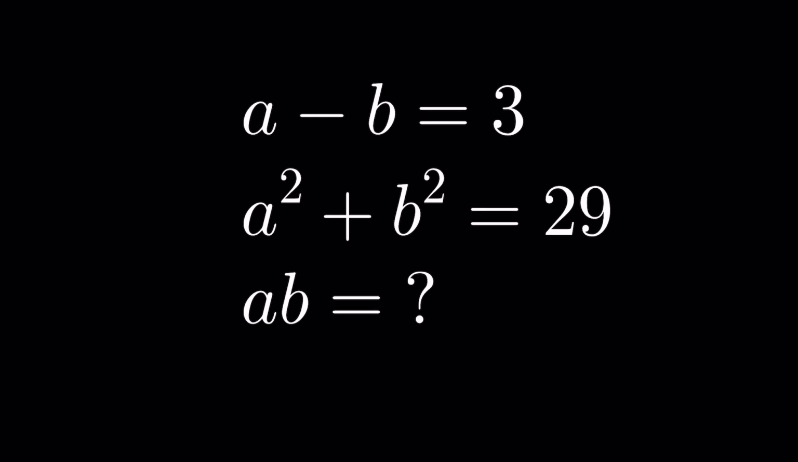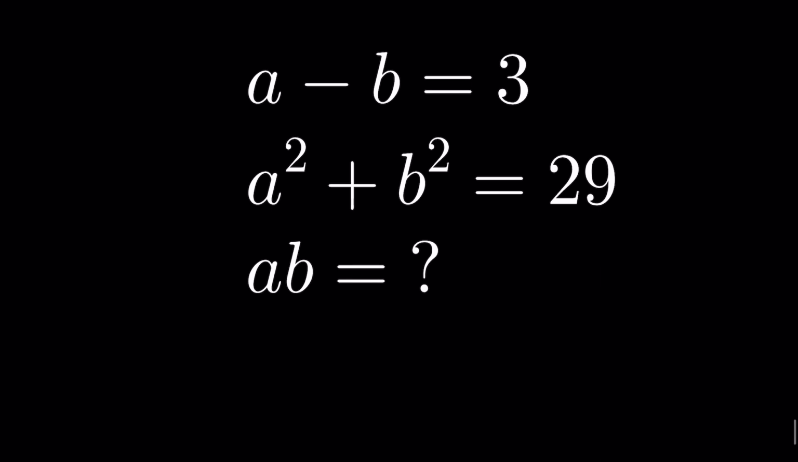Given if a minus b is equal to 3 and a square plus b square is equal to 29, what is the value of a, b or a times b? So this is a basic algebra question.